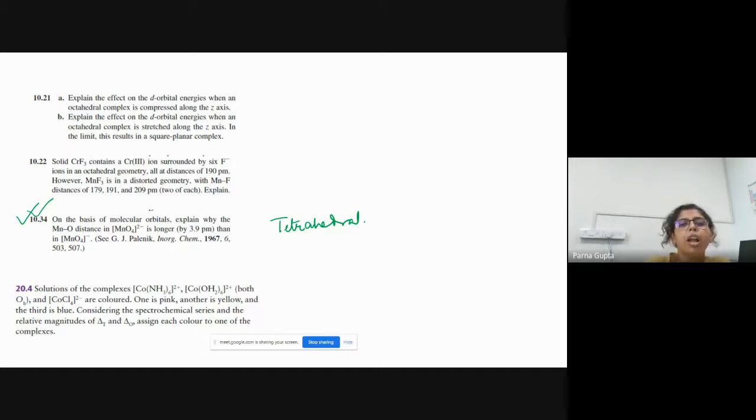Now just see, this is MnO4 2-, so this is Mn plus 6, right? And this is Mn plus 7, right? Now this Mn plus 7 has zero electrons, a d0 system, and there is only one electron in the other.